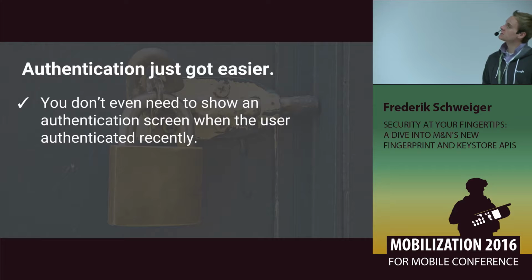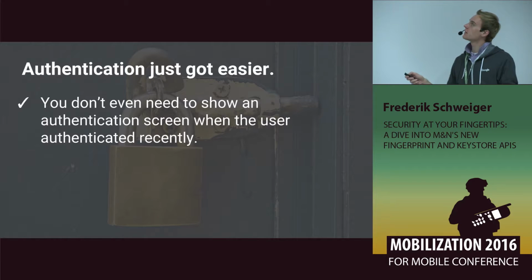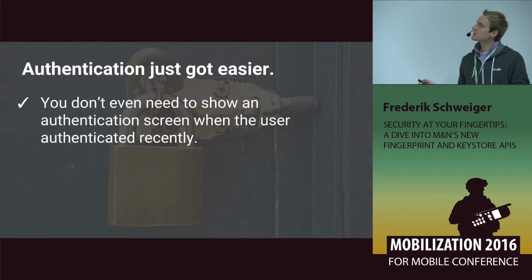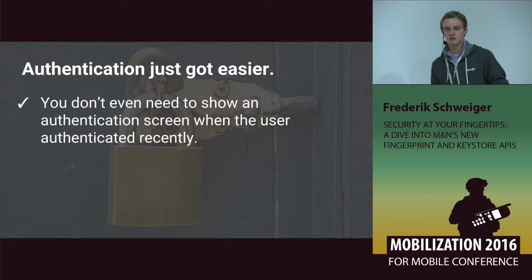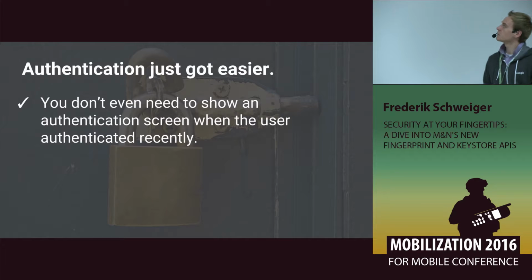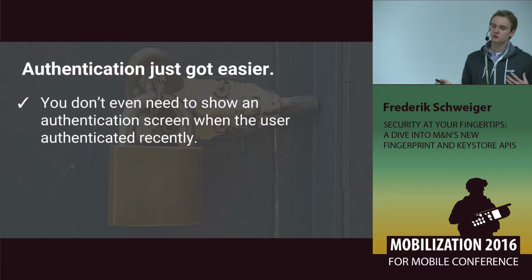And in onActivityResult, you can just check if the user authenticated correctly and the result is OK. Then you just retry the encryption or decryption you wanted to do. And with that, you can just use the secret key.